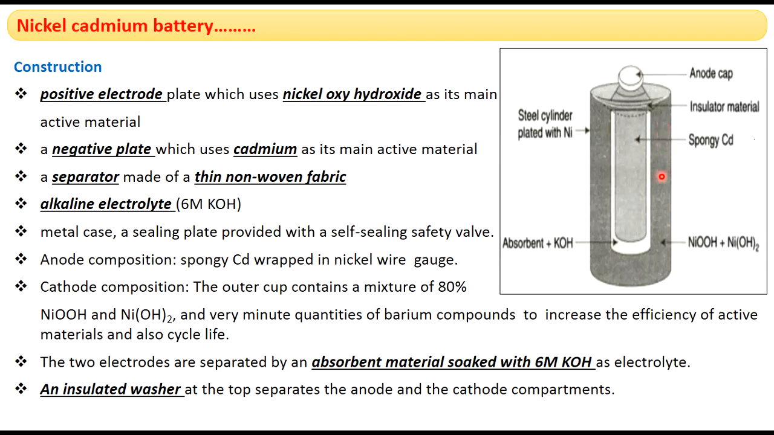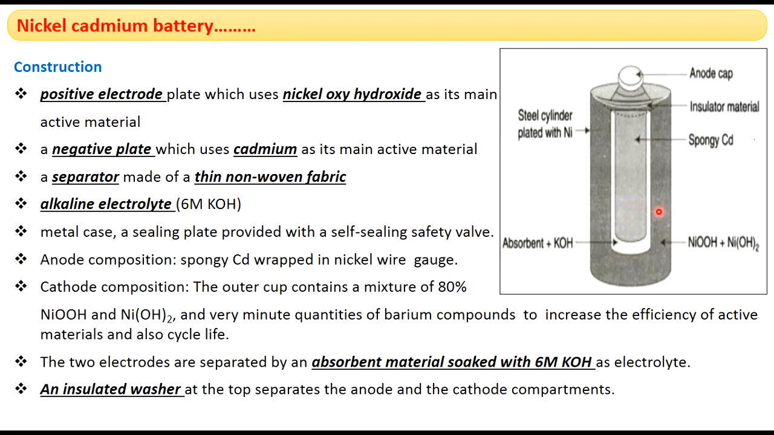This contains 80% of nickel oxyhydroxide and nickel hydroxide mixture. Then it also contains barium compounds in very minute quantities. Barium compounds increase the efficiency of active materials and also cycle life. This is the cathode composition.